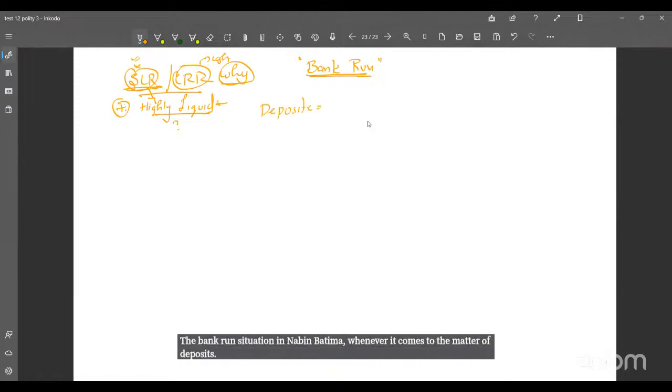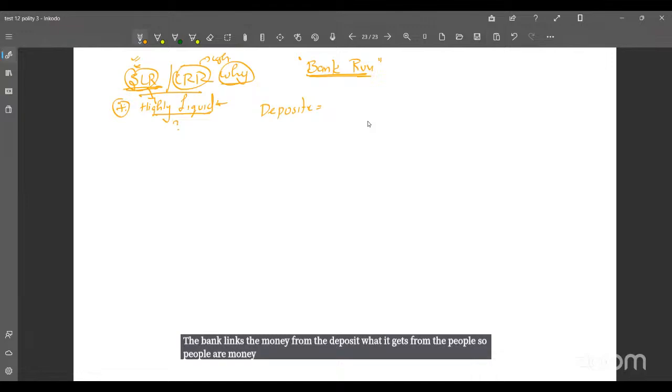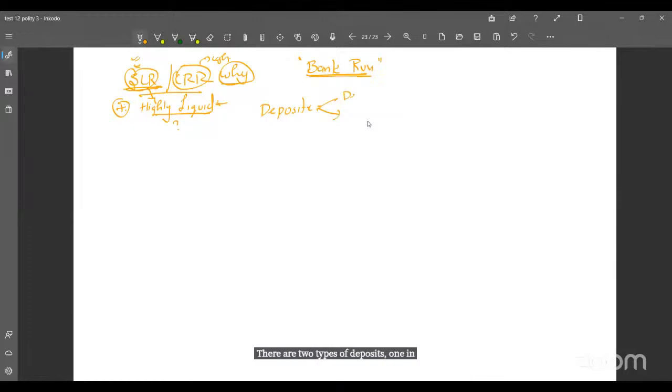நம்ம லாஸ்ட் பார்த்தோம், the bank lends the money from the deposits it gets from the people. So people-ஓட மணியை வாங்கி தான் அது லோன் கொடுக்குது. ஸோ அப்படி இருக்கும்போது there are two types of deposits. ஒன்னு demand deposits. இன்னொன்னு டைம் டெபாசிட்.